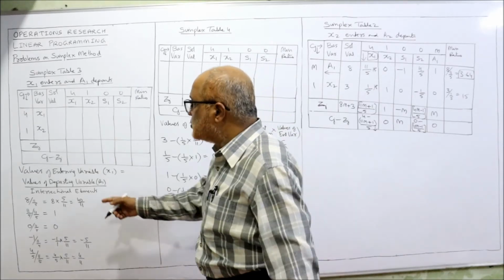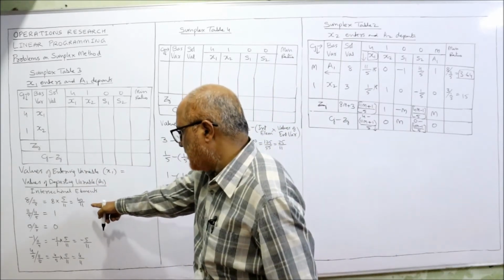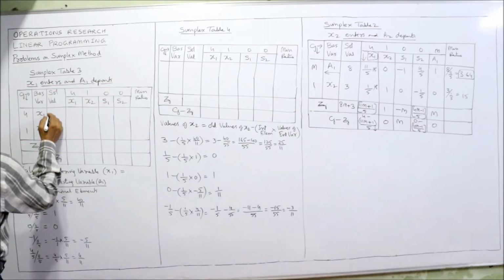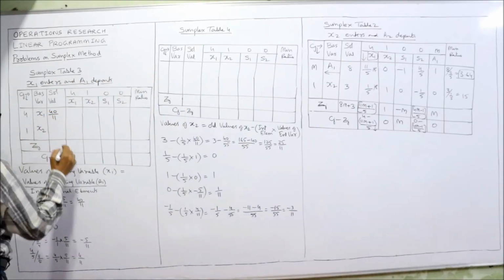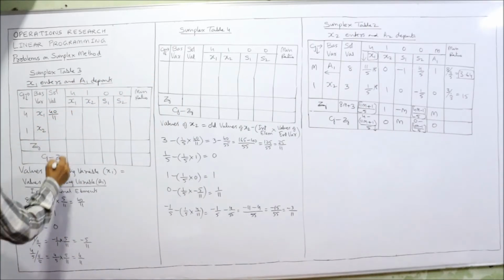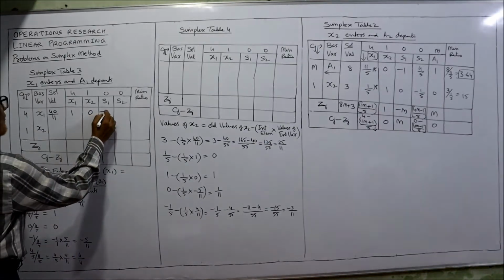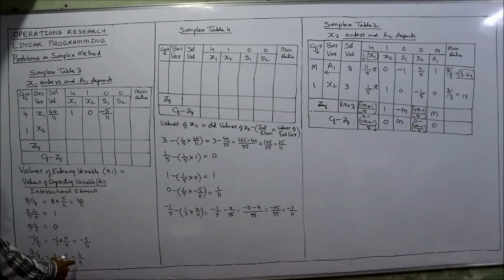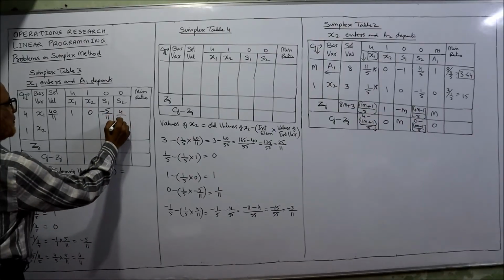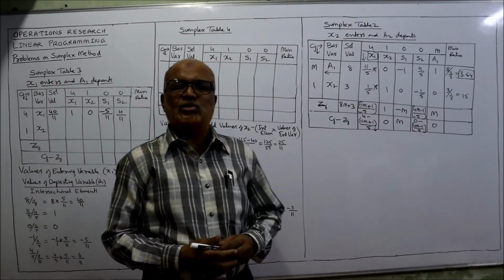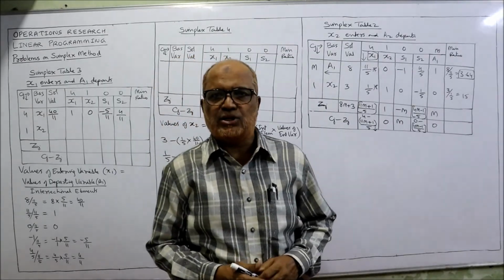So we note down the values of x1. The first one is 40 by 11, here I am writing 40 by 11. Then the next one is 1, the next one is 0, next minus 5 by 11, and the next 4 by 11. So we have taken the values of the entering variable x1.